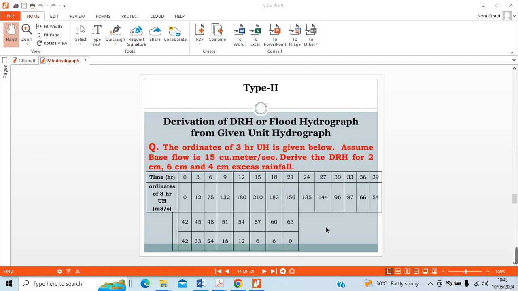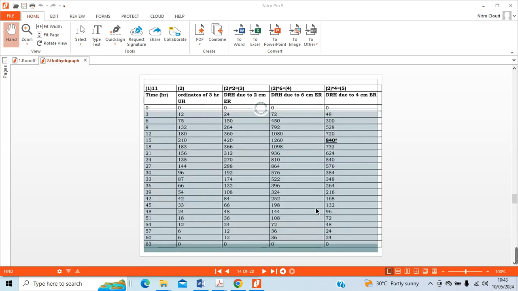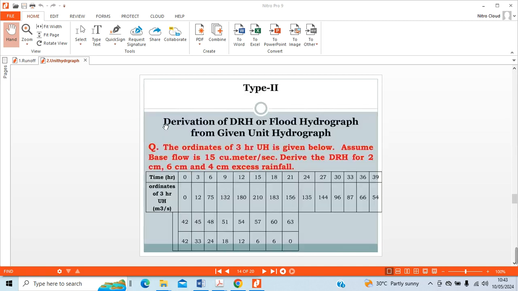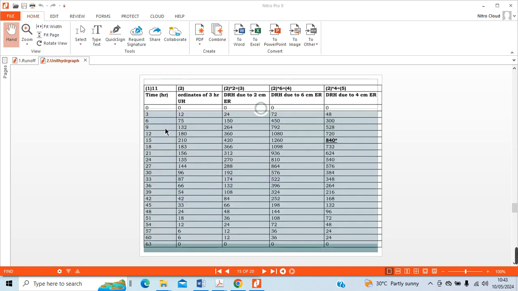So you have to prepare the table. Derive the DRH. DRH, what does it mean? Direct runoff hydrograph. You have to derive this for the 2 centimeter, 6 centimeter, and 4 centimeter excess rainfall, right? We already have this data, column 1 and column 2. The time and ordinates of the 3-hour unit hydrograph: 0 0, 3 12, 6 75, 9 132, 12 180, 15 110.